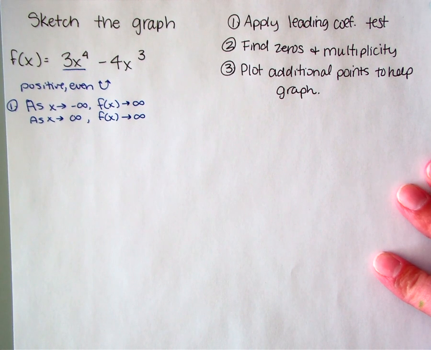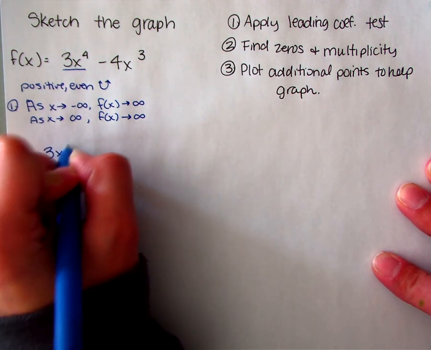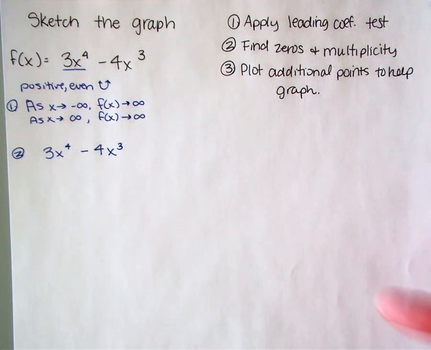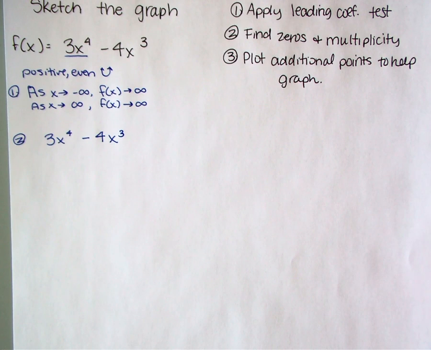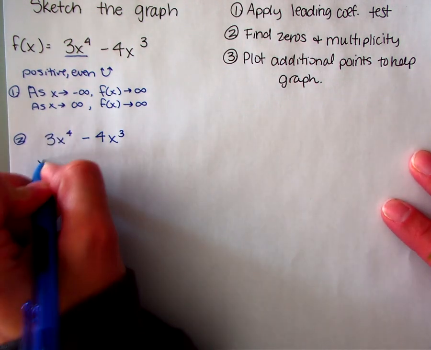Next thing we're going to do is find zeros and multiplicity. And so right now, what we're going to do is factor. And so we want to take this function and we want to factor it any way we know how. It only has 2 terms, so we can't factor by grouping. We can't factor it like we would a trinomial. But we always want to take out a GCF first. It's your golden rule of factoring.